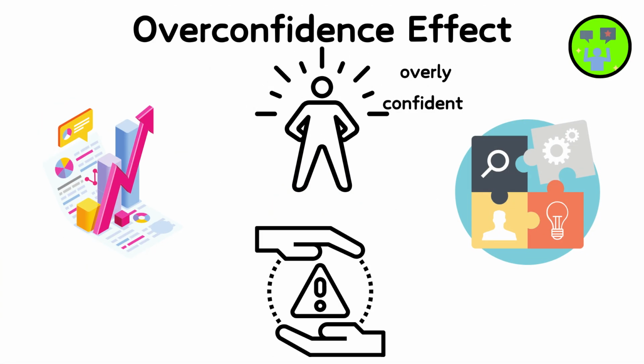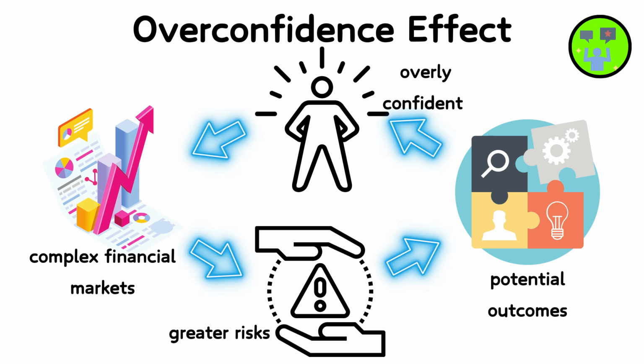For example, a person might be overly confident about their driving skills or their understanding of complex financial markets. This overconfidence can lead to taking greater risks and making decisions without adequate preparation or consideration of potential outcomes. It's particularly prevalent in settings where the individual has some knowledge but not enough to see their own limitations.